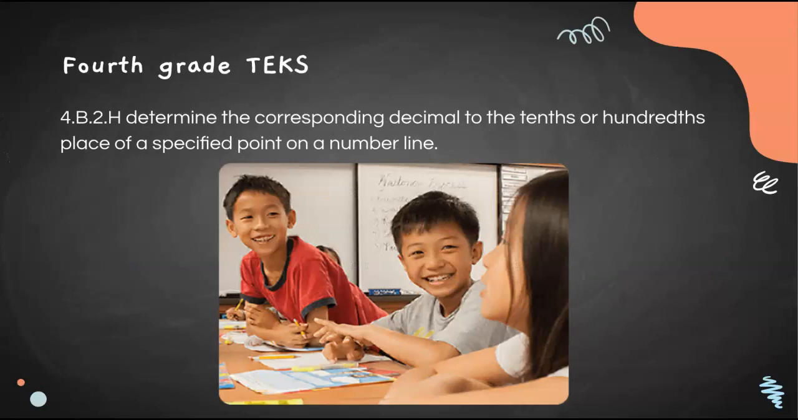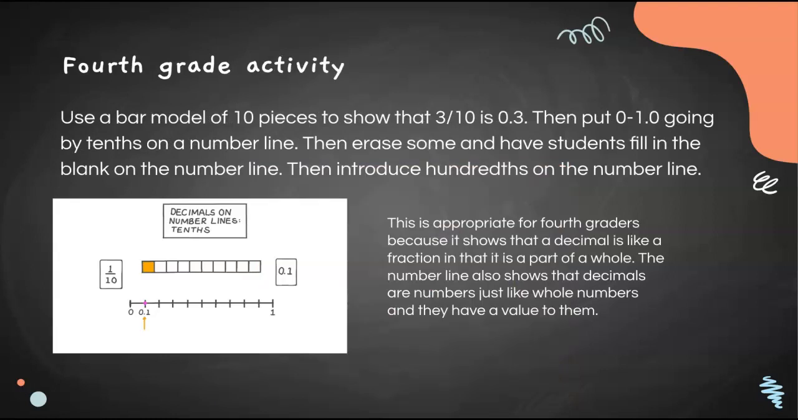For my fourth grade TEK, I found: determine the corresponding decimal to the tenths or hundredths place of a specified point on a number line. So I'm going to use a bar model and split it into 10 pieces with an easy decimal such as 0.3, which is equivalent to 3/10. Then I'm going to put the tenths decimals from 0 to 1 on the number line, and then I'm going to erase them and have students fill in the blank on the number line.